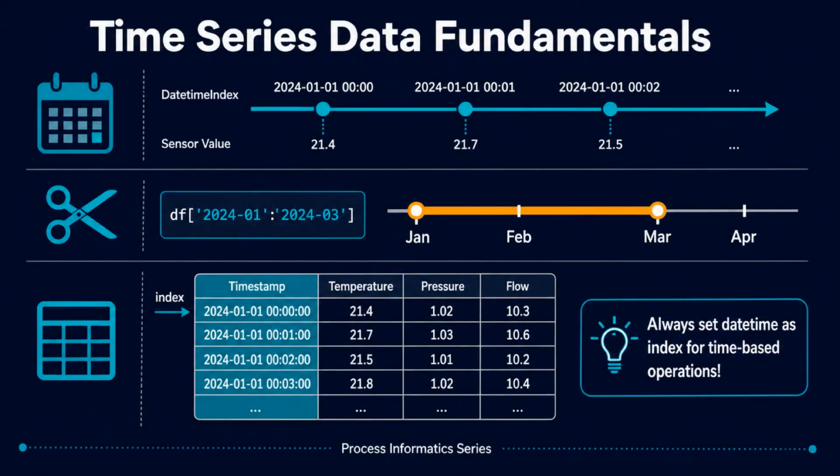Process data is inherently time-based, making Pandas DatetimeIndex your essential tool. When you load process data, the first step is converting timestamps to datetime format and setting them as the index. This unlocks powerful time-based operations. Slicing data by date ranges becomes intuitive with bracket notation. You can select all data from a specific month, filter to a single day, or extract precise time windows. Always verify time zone handling, especially when integrating data from multiple systems.